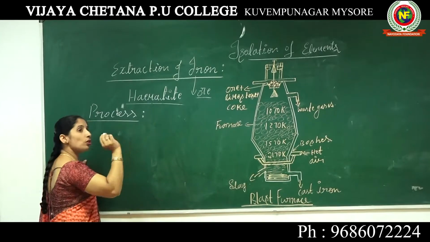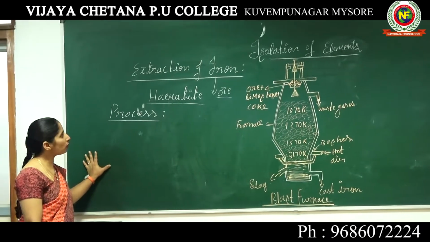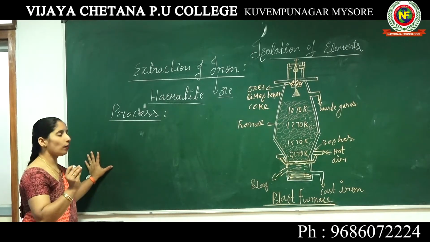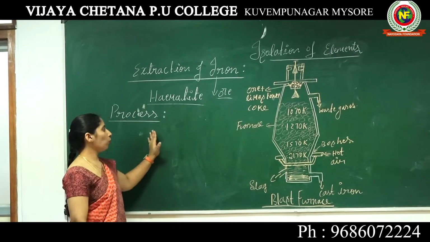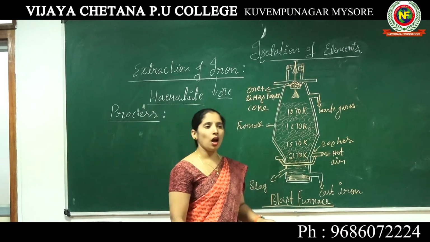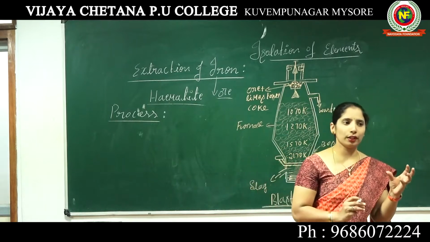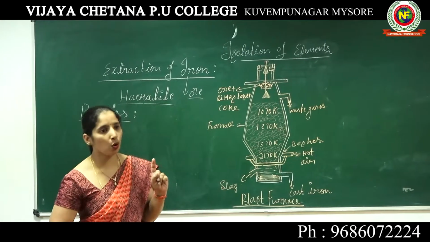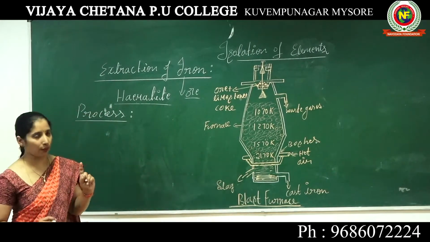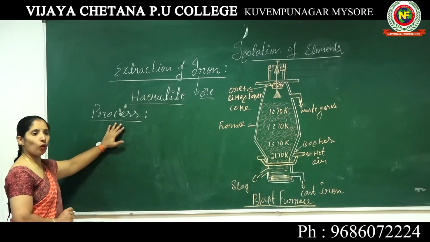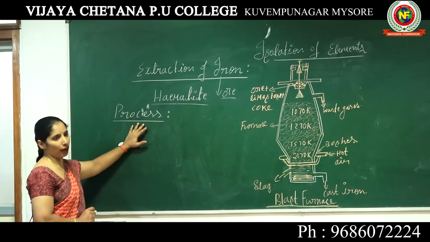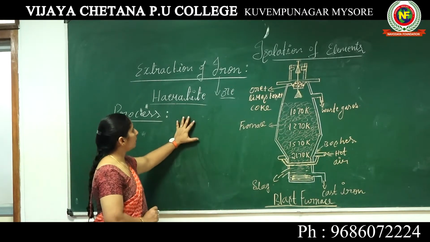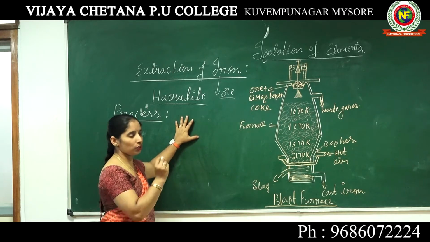Now we have to concentrate this hematite ore. How to concentrate it? First the ore is crushed, finally powdered, and then we concentrate it through hydraulic washing. We already know that hydraulic washing is one of the types of ore concentration. Through this hydraulic washing, the ore gets concentrated, meaning the impurities are washed away.